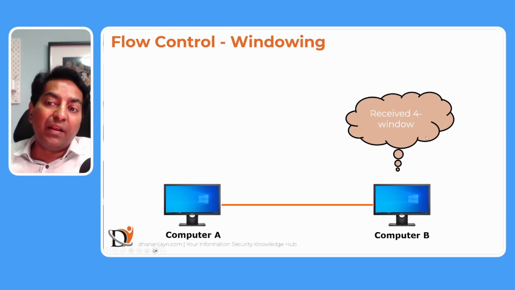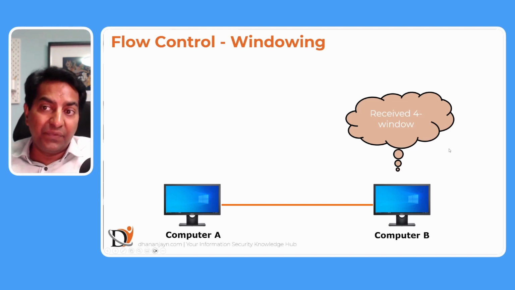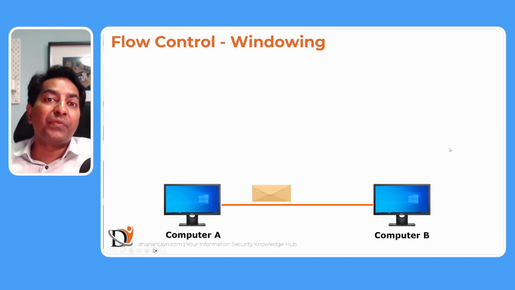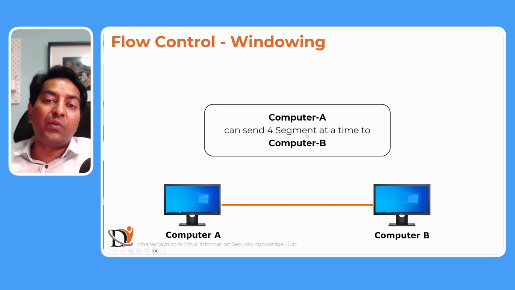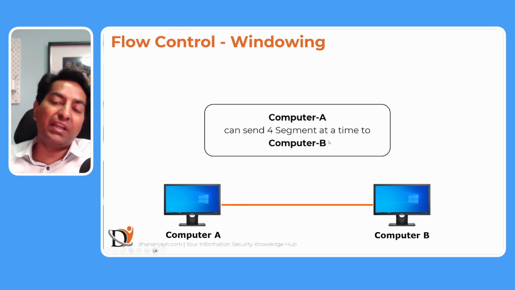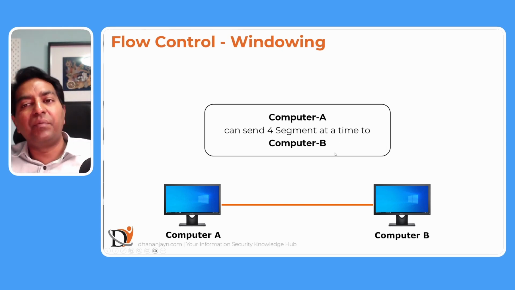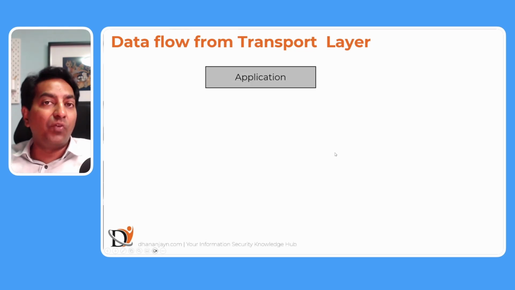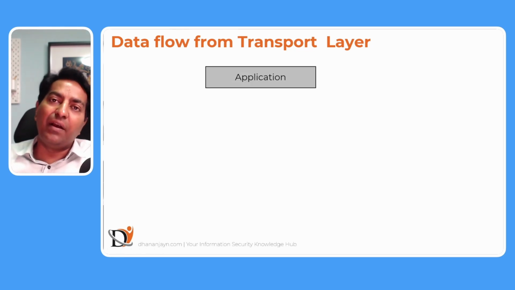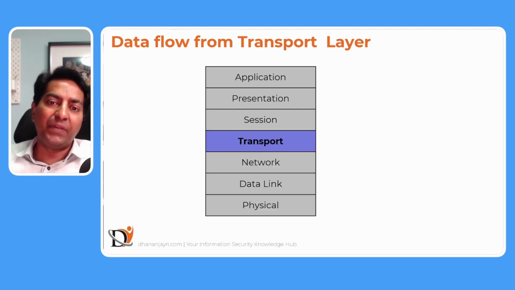Now the receiver has received four, which means acknowledgement for only four windows has been received. Here you can understand that computer A can send only four segments at a time to computer B, which is the windowing function. So that's where flow control is also handled using the transport layer.